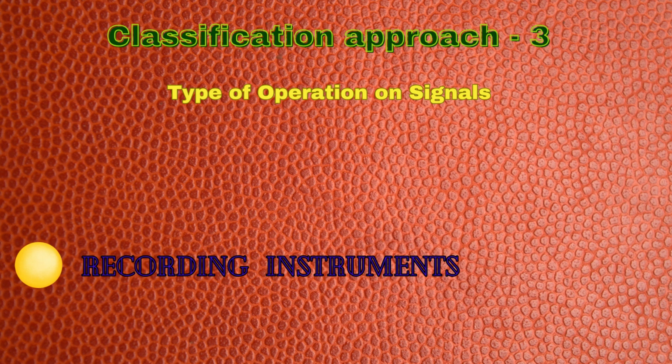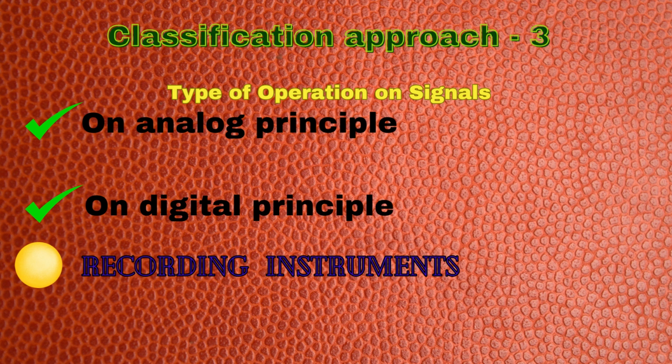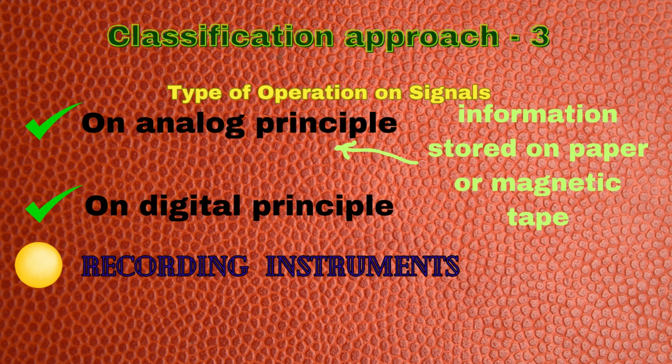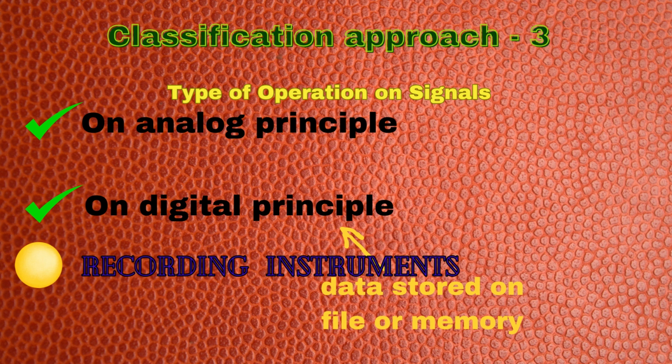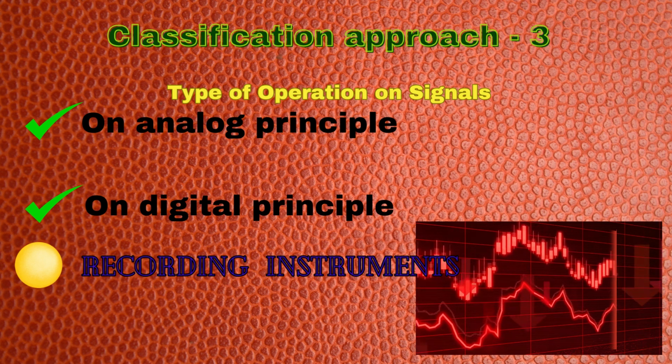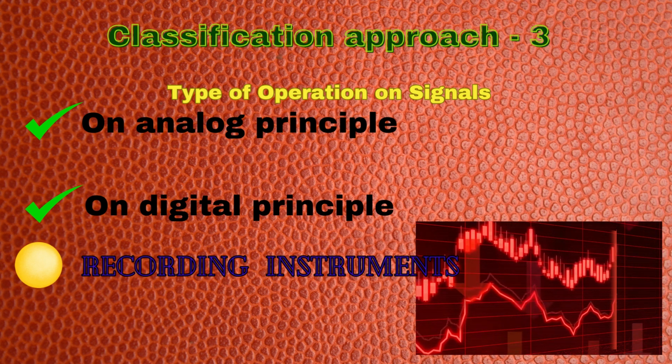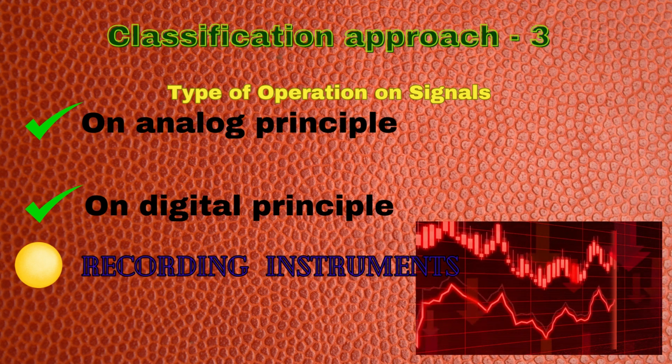A recording instrument keeps track of measured information either on analog media or on digital media. The analog media mean that the information is stored in the form of a dynamic graph with a pen-paper arrangement or a magnetic tape. The digital method of recording uses either a file in a software or in a memory directly as hardware. The recording may be displayed dynamically over a monitor.